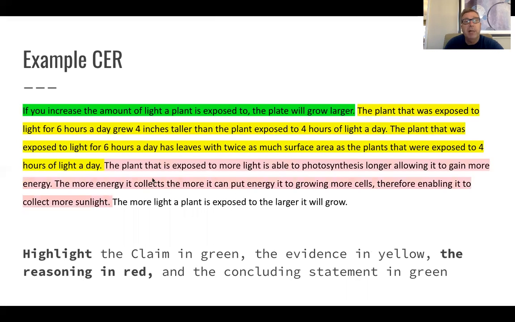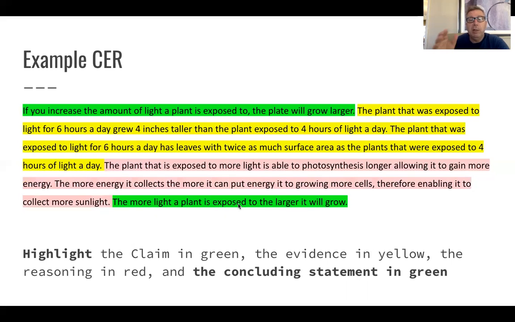And then our reasoning is a plant that is exposed to more light is able to photosynthesize longer, allowing it to gain more energy. The more energy it collects, the more energy it can put into growing more cells, therefore enabling it to collect more sunlight. So here's our reasoning. It all goes back to this claim. You can see that we didn't get real technical. I think this is information that we know from previous knowledge, and obviously we would talk about photosynthesis and what the process is, but it's not a real complex reasoning.